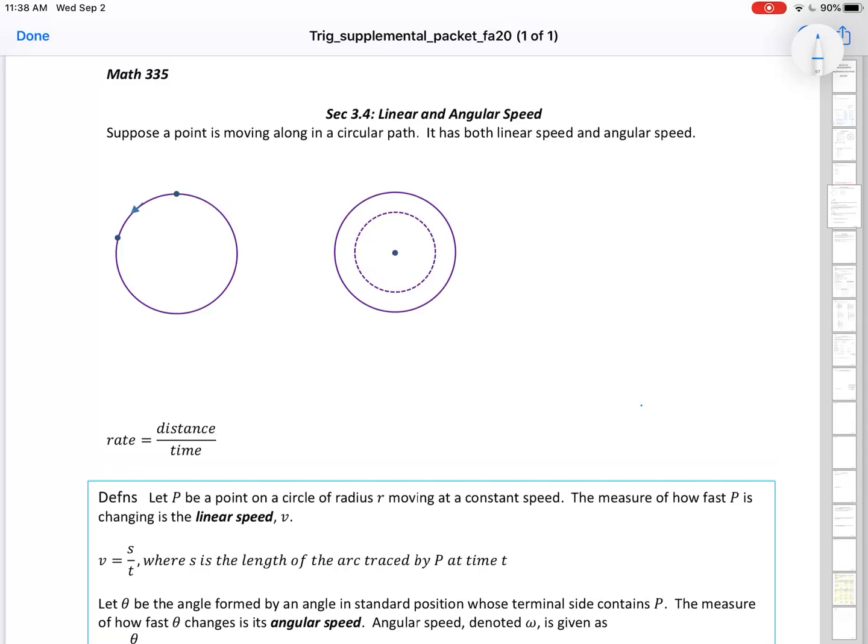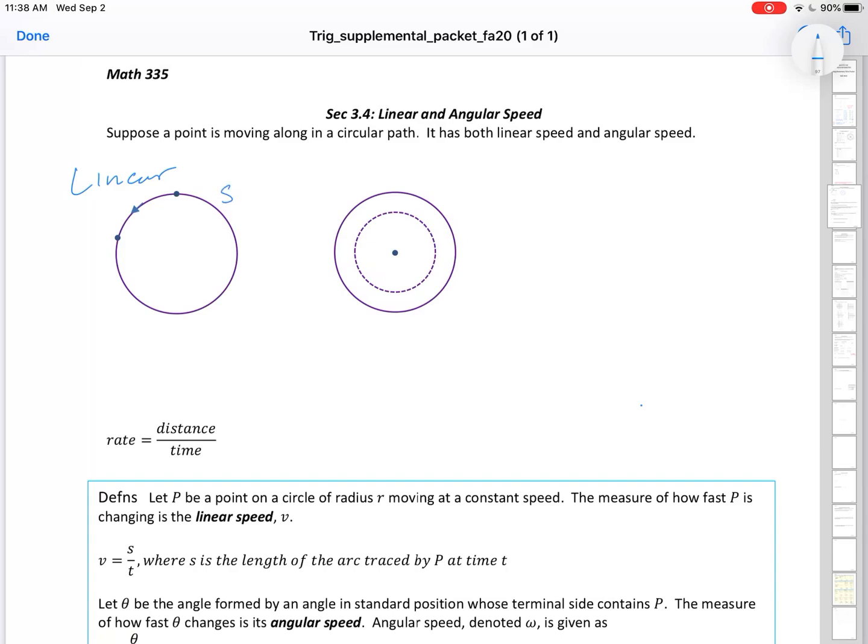Alright, in this section, section 3.4, they're going to talk about linear and angular speed, and they just want you familiar with it. It's something that we can now talk about because we're familiar with rotations and circles and angles. And so linear speed and angular speed are different. So linear speed is this linear path that's being taken here and how fast it's moving, right?